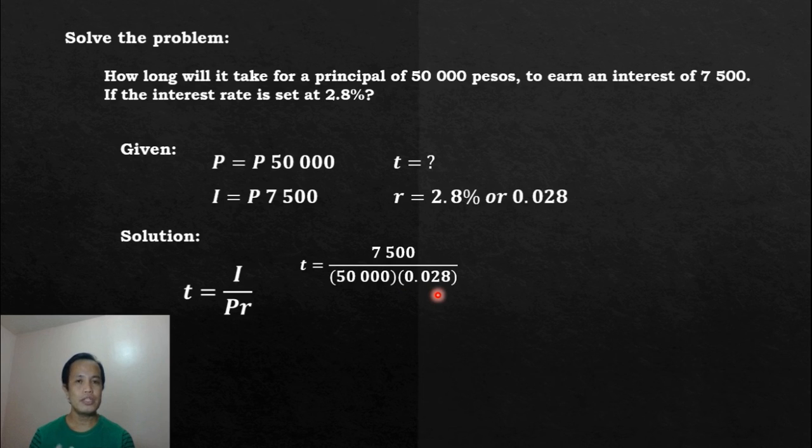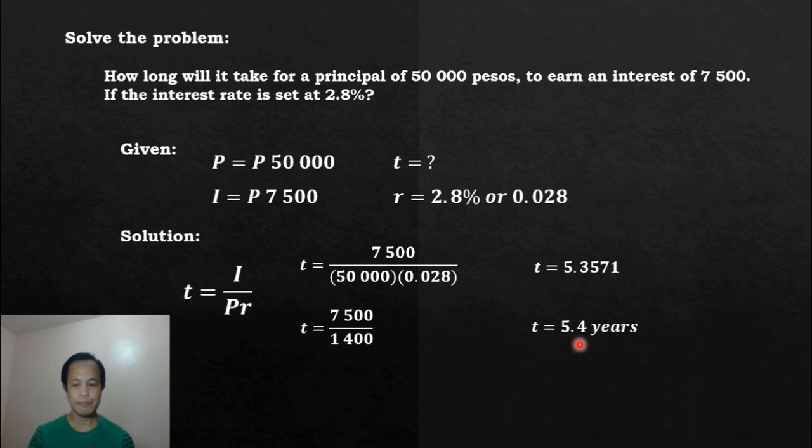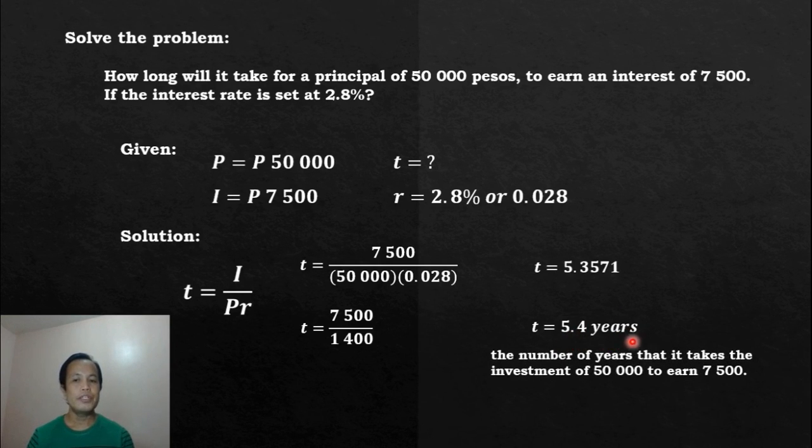By the way, you are allowed to use a calculator in dealing with simple interest or in mathematics of investments. So that is equal to 1,400. We divide 7,500 by 1,400. It would give us 5.3571, or if we round this off, we will have 5.4 years. This is the number of years that it takes the investment of 50,000 to earn 7,500 pesos with an interest rate of 2.8%.